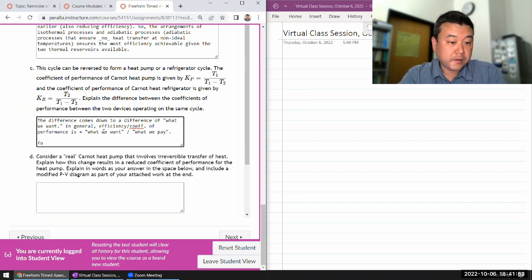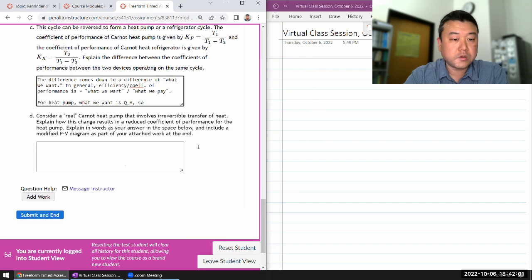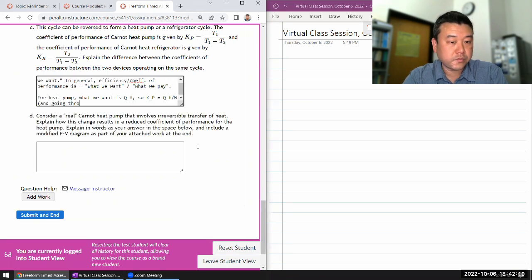For a heat pump, what we want is QH, heat input into the high temperature reservoir. So the coefficient of performance for a heat pump is QH divided by work, and going through the usual derivation gives the expressions shown.